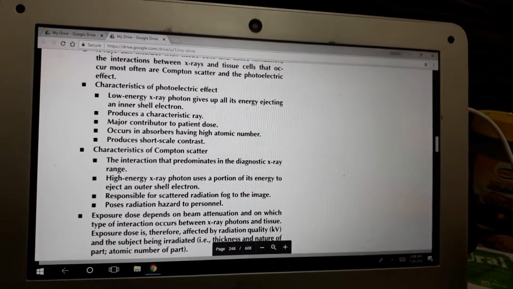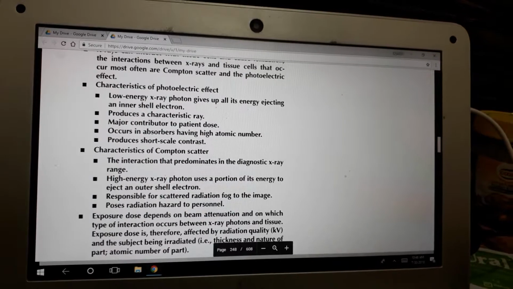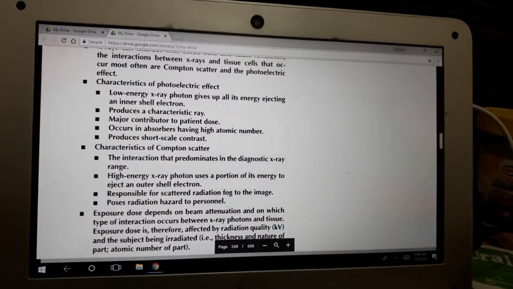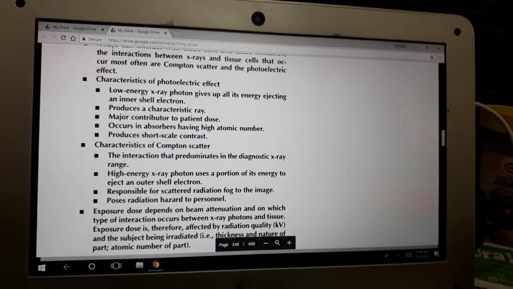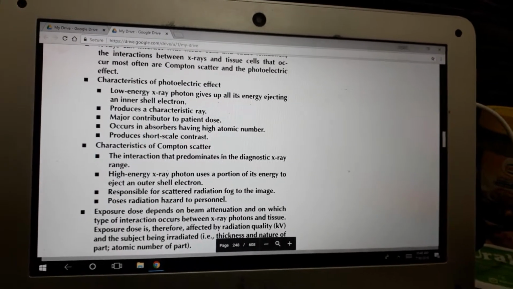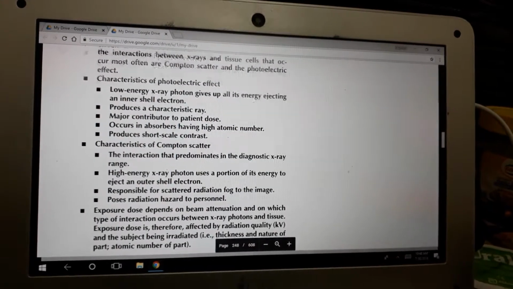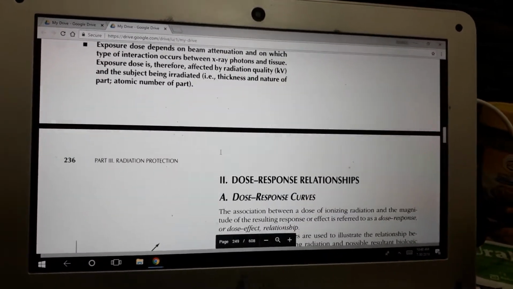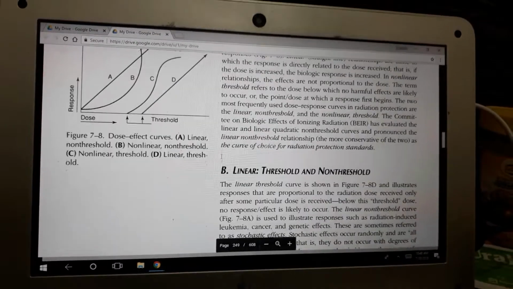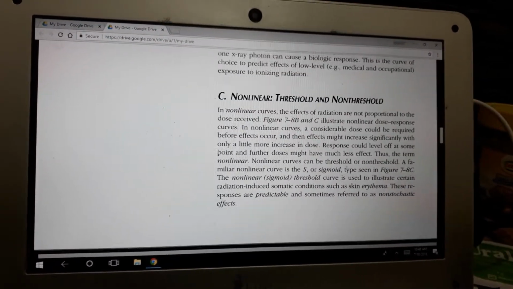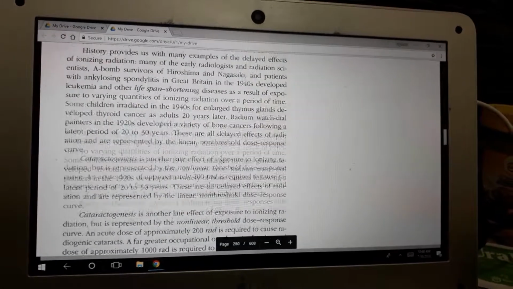Exposure dose depends on the beam attenuation and the type of interaction that occurs between the X-ray photon and tissue. Exposure dose is therefore affected by the radiation quality and the subject being irradiated: thickness, nature of the part, atomic number of the part. Dose relationship: linear non-threshold, late effect.